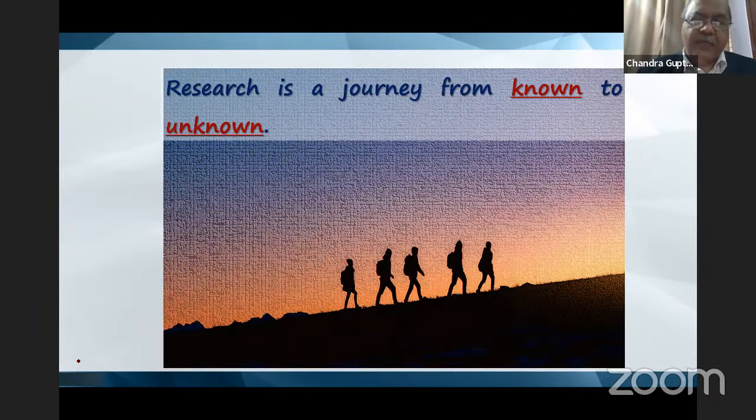Research is a journey from known to unknown. What you know today, you start from that place and gradually you move to that which is unknown. And finally, you make that unknown known. So you have to move from your existing position, I'm calling it a known position, to your future position. What will that be? That's unknown.